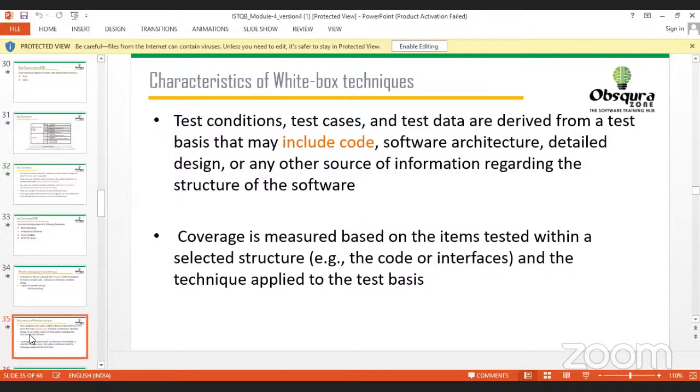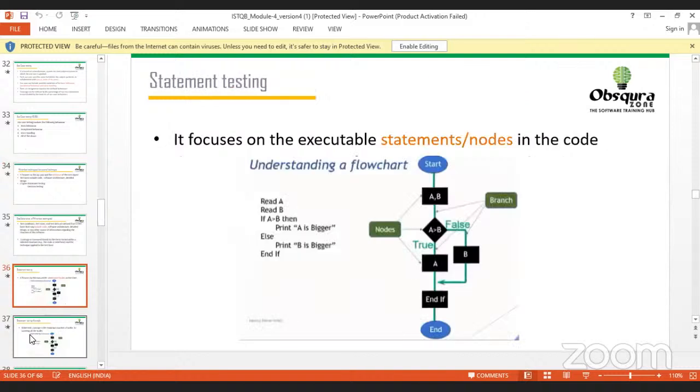Now, the coverage is all the same. That is, it is measured based on the items tested within a selected structure, that is a code or interface, and the technique applied to the test basis. The coverage definition is all the same here also. Now, coming on to statement testing. The two important things here are statement testing and decision testing. In statement testing, we consider the nodes, that is, statements or nodes in the code.